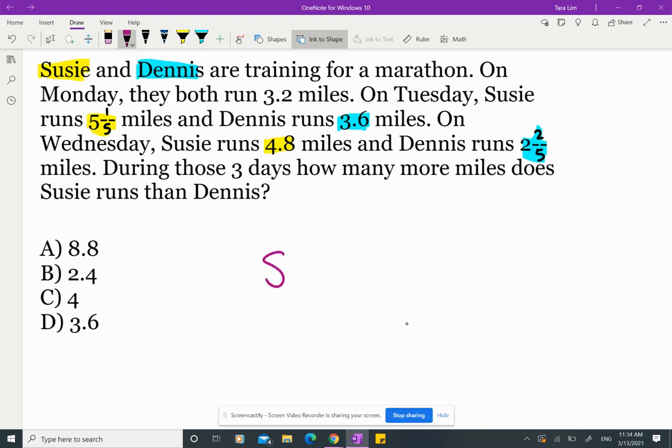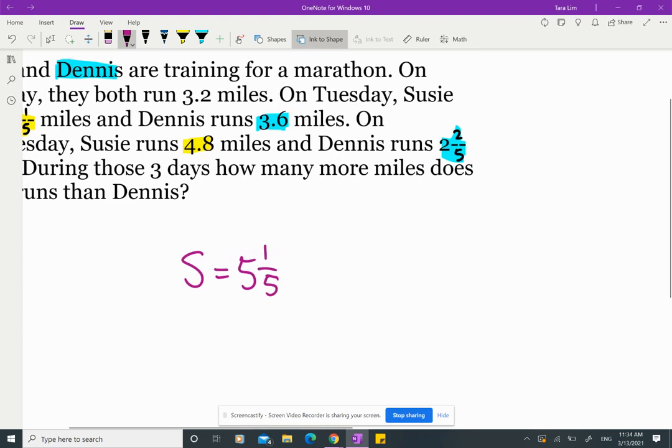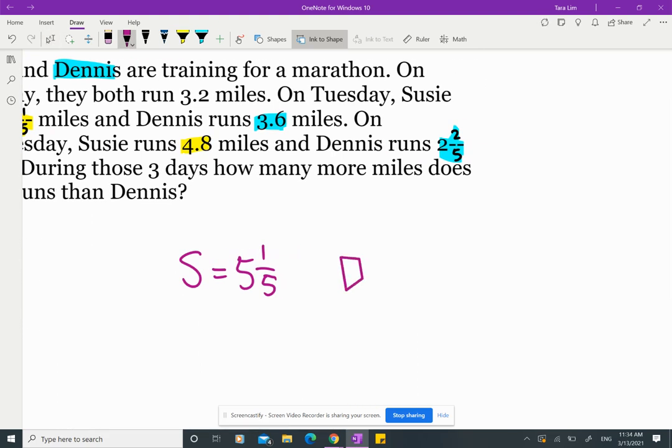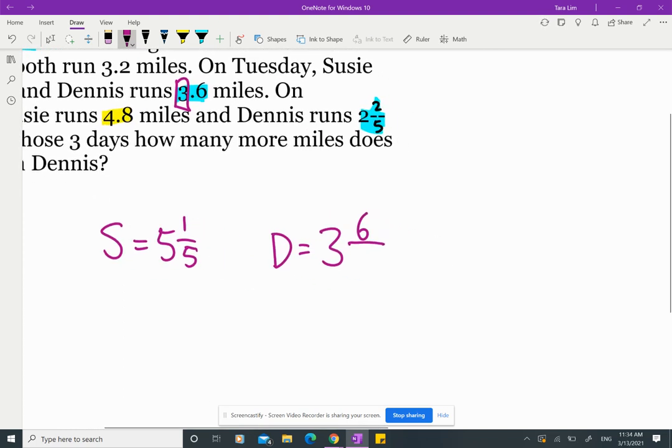So for Susie, on Tuesday she ran 5 and 1 over 5 miles, and Denise runs 3.6 miles. Now, how do you change 3.6 into a fraction? So here, 3 is obviously the whole number, and 6 we can put as the numerator, and the denominator is 10.